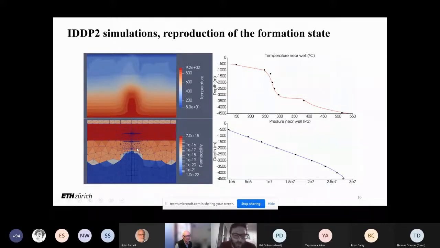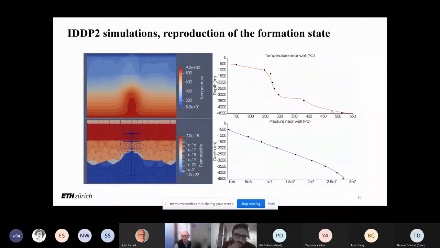So if we do this, we place the intrusion and then we let the system evolve naturally, we can reproduce more or less the natural state of the system near IDDP-2. Of course there are big error bars down here, but I'm not showing them. There is big uncertainty in the temperature, but we know that roughly at the bottom of the well, at 4.5 kilometers, we're going to be hitting a supercritical resource at around 500 degrees.